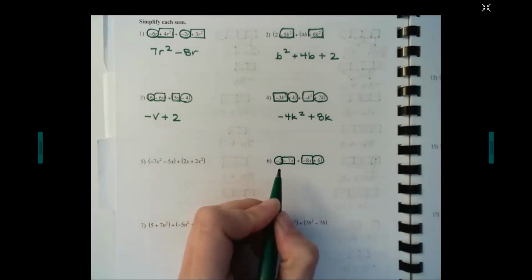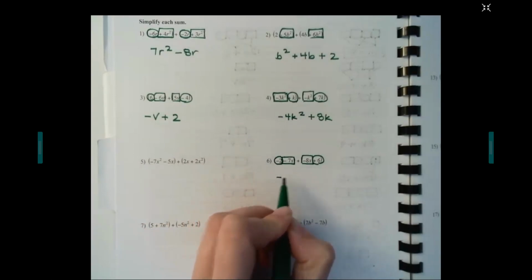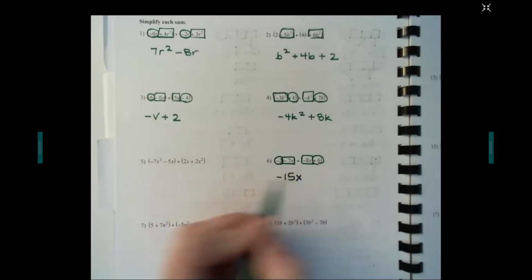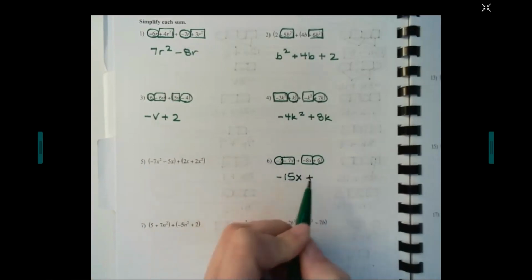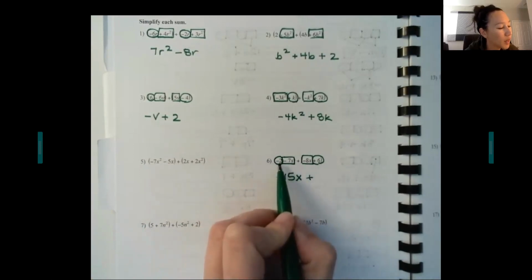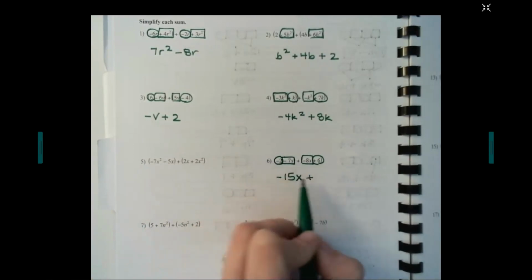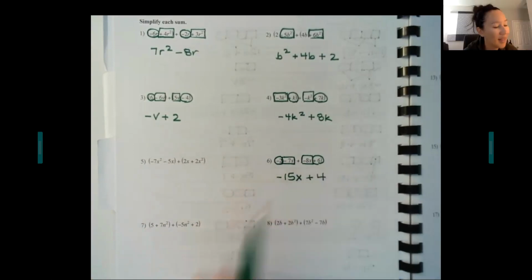Okay, so it would be negative 15x, right? Yep. And then plus 8. So you have 6 and you're taking away 2. 6 minus 2 would be 4. Excellent. Very good. Thank you, Eliab.